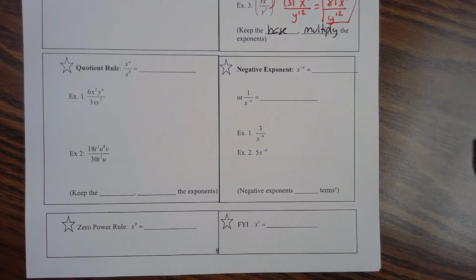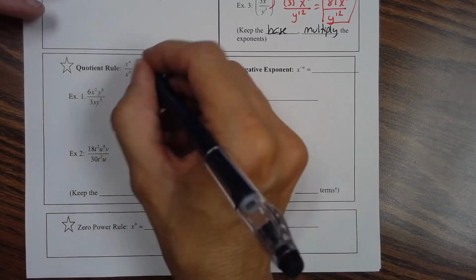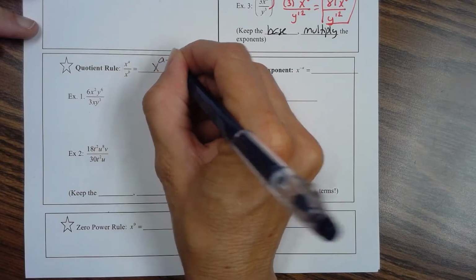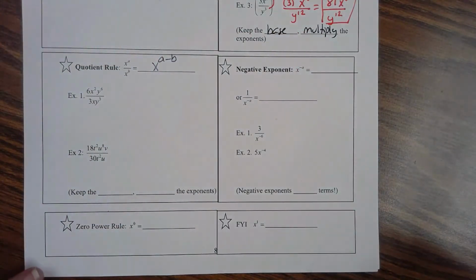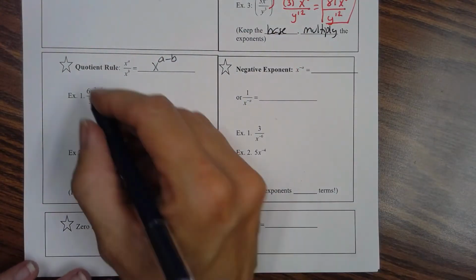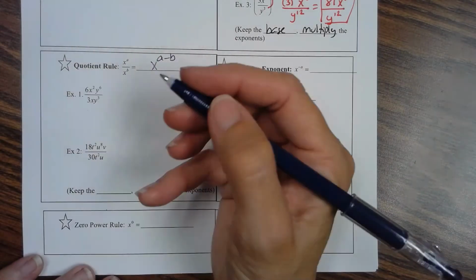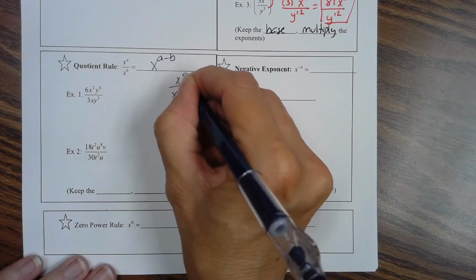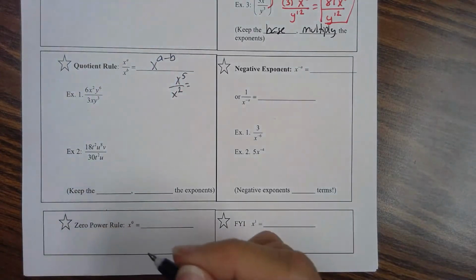All right, so the next problem, the quotient rule. X to the a divided by x to the b. Well, when we are doing this, we actually get x to the a minus b. But again, I want you to understand why. Let's do a little bit simpler example than this one. If I had x to the 5th over x to the 2nd, according to the rule, we know it's going to be x to the 3rd.